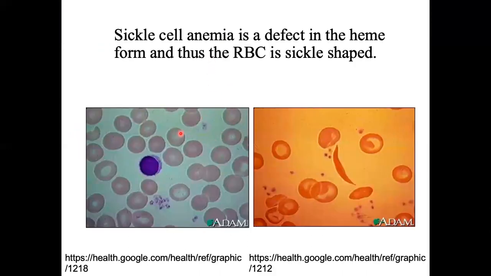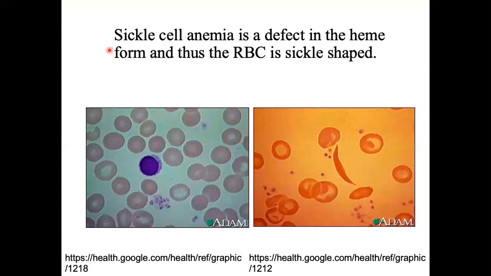Here are normal red blood cells. Here is a red blood cell from a person who has sickle cell anemia. So let me explain this. Sickle cell anemia is a defect in the heme form. More specifically, the alpha subunits are mutated.